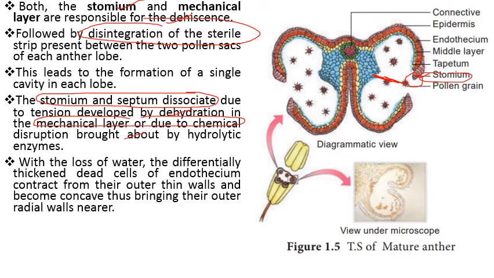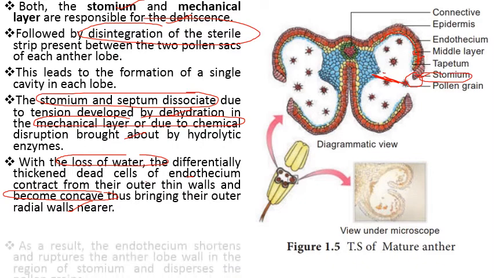So in the endothecium there are hygroscopic movements, due to which the stomium and septum dissociate. With the loss of water, the differentially thickened dead cells of endothecium contract from their outer thin walls and become concave. As soon as the endothecium cells dehydrate, their outer thin wall contracts. That gives an appearance of concave, thus bringing their outer radial walls nearer.